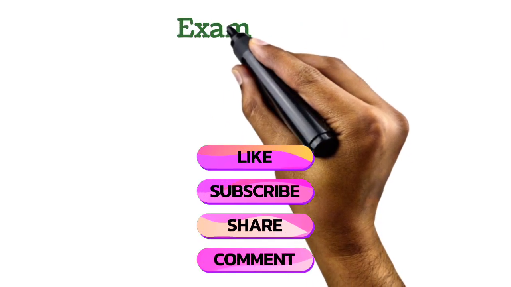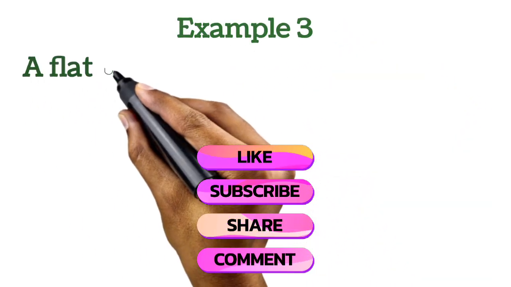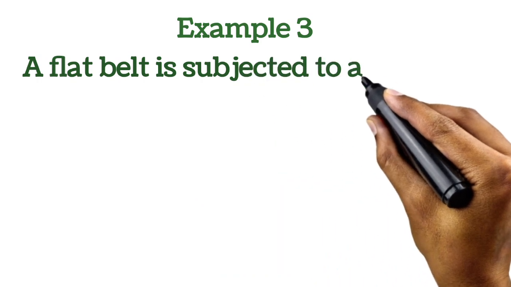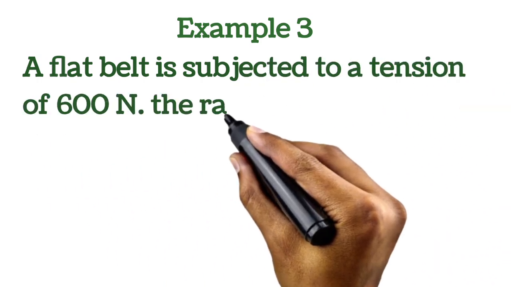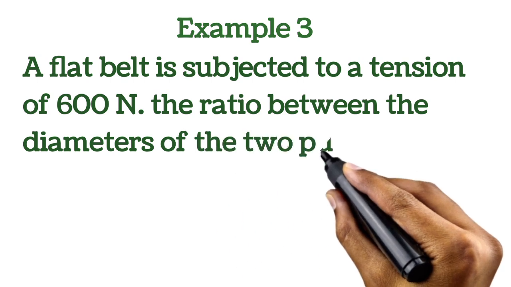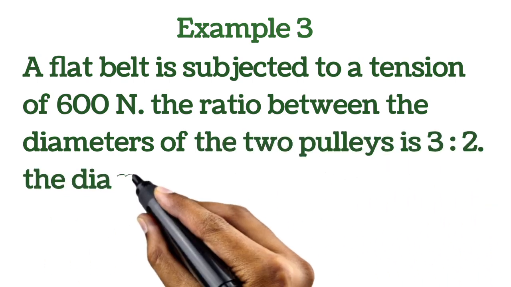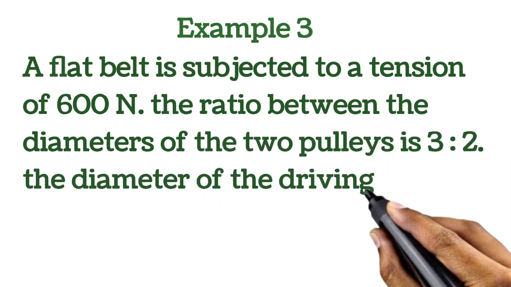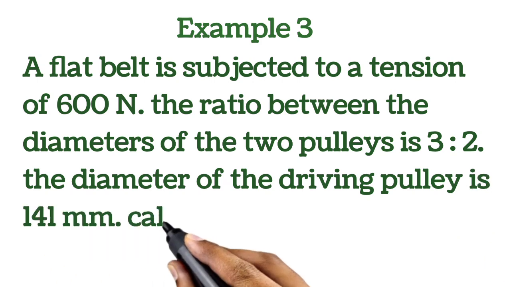Example number 3. A flat belt is subjected to a tension of 600 Newton. The ratio between the diameters of the two pulleys is 3:2. The diameter of the driving pulley is 141 mm. Calculate the torque in Newton meter.